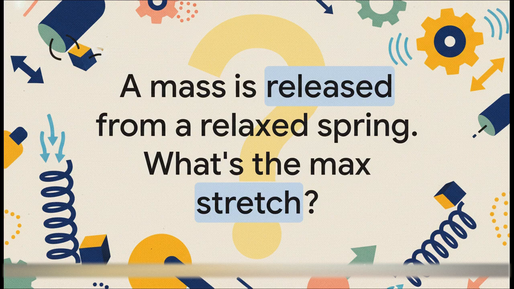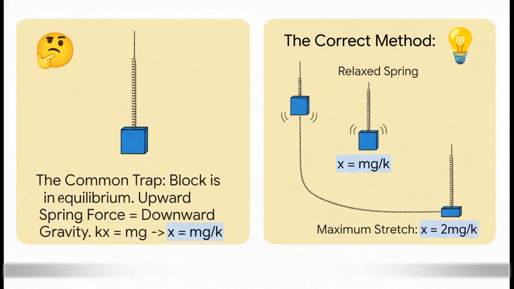Let's break it down. So the trap is on the left. You assume the block stops where the forces balance out, where the spring force up equals gravity down. That gives you an answer of mg over k. And I guarantee you that will be one of the multiple choice options. But it's wrong. Why? Because when it reaches that point, it's still moving. It has kinetic energy, so it's going to overshoot.